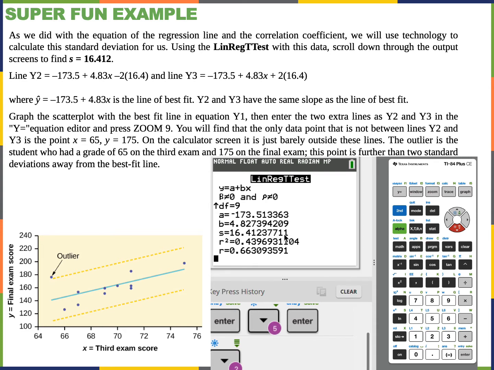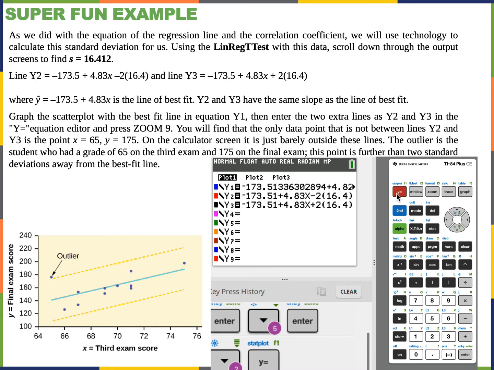Then we're going to go back to the y equals, and we're going to basically use the line of best fit, but then we're just going to add and subtract 2 standard deviations. So you just do the same line, and then minus 2 times 16.4 for y2, and then plus 2 times 16.4 for y3. Okay?